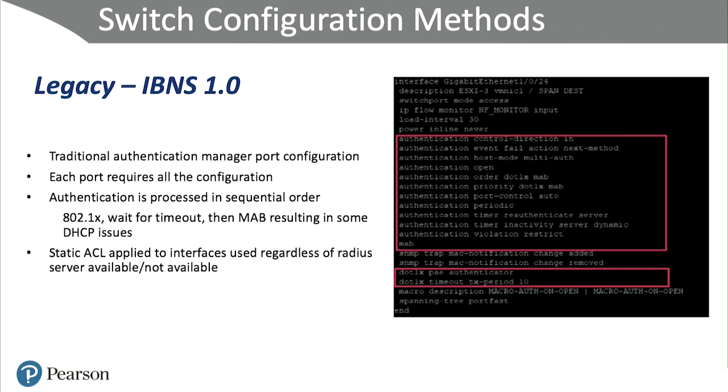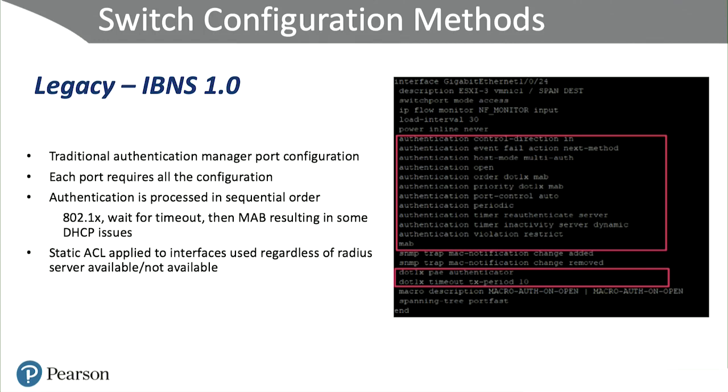We have orders and priorities. The key thing about this is the authentication is processed in a sequential order, meaning in this example, if I have, hey, I'm going to do .1x and then MAB, I'm going to do .1x first, I'm going to wait for that to time out, and then I'm going to do MAB.